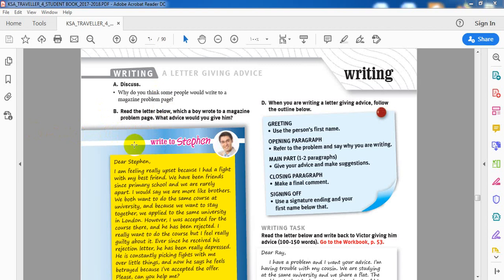Also, we talked widely about informal letters, and we mentioned there are many types or forms of these letters. Sometimes you may want to describe something, tell a story, thank someone, apologize, or give advice. In this lesson, we discuss why you think some people would write to a magazine problem page. What advice would you give him? Maybe they need expert advice, or to write a piece of advice to another reader.